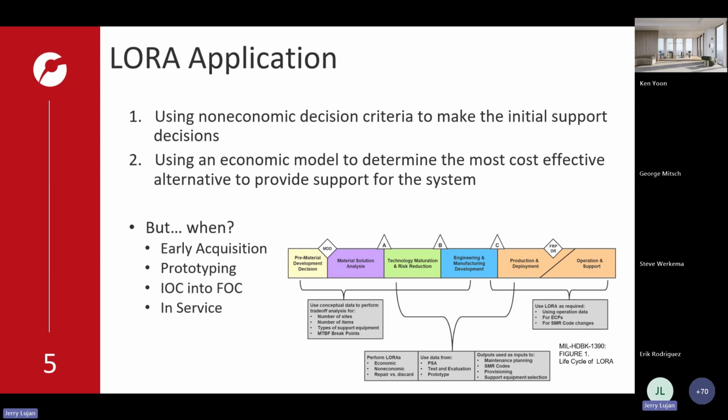As we start moving down, we start getting towards where the thing actually exists. Then we're going to start performing the actual repair discard portion of it. We're going to be looking at those SMR codes, trying to develop those SMR codes. We're going to be taking the data that we're getting from prototyping in the IoT&E phase and using that to inform the LORA. Now, a LORA should be used throughout the entire life cycle of the system. It's not a one and done. It isn't, we do it there, pre-milestone C, set the SMR codes for provisioning, and boom, we're done.